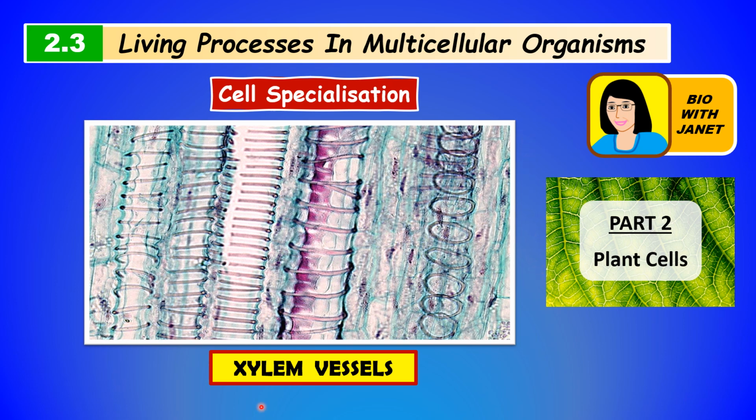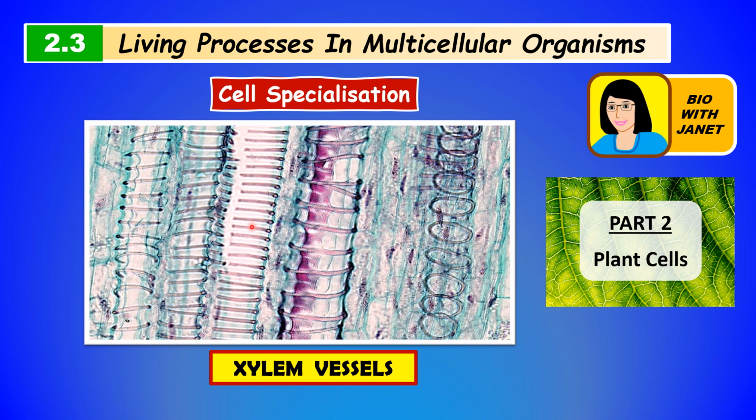For example, xylem vessels that are found in the stem and leaves of plants. So these cells are very specialized. They are like hollow cylindrical tubes that run from the root right to the stem and then to the leaves to transport water and mineral salts in their cells.